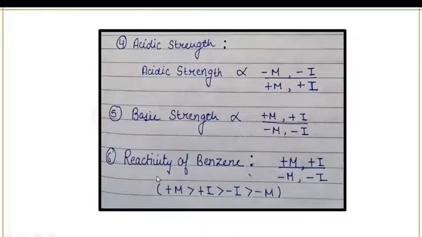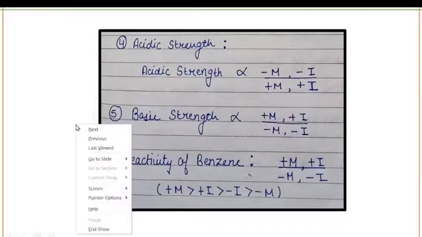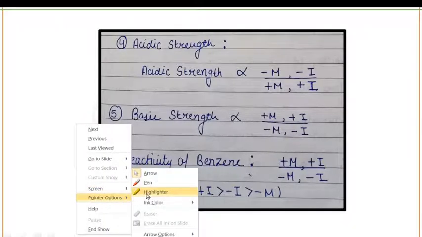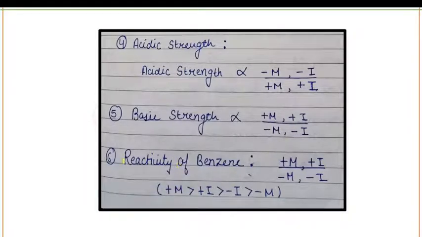And your sixth point is very important, that is the reactivity of benzene. This is very important. You will get some questions related to the reactivity of benzene, or you can say the stability of benzene. So the reactivity of benzene is directly proportional to the plus M group, directly proportional to the plus I group, while it is inversely proportional to the minus M and minus I groups.